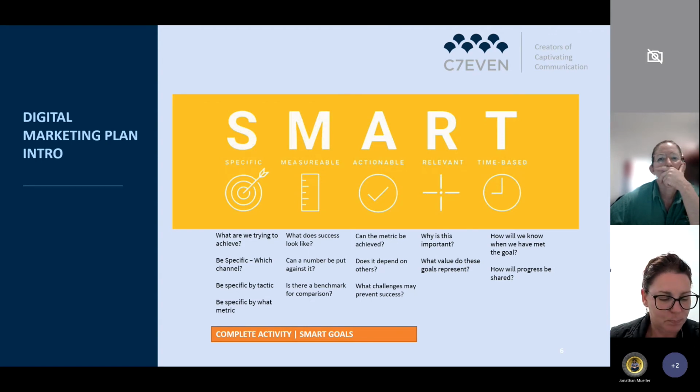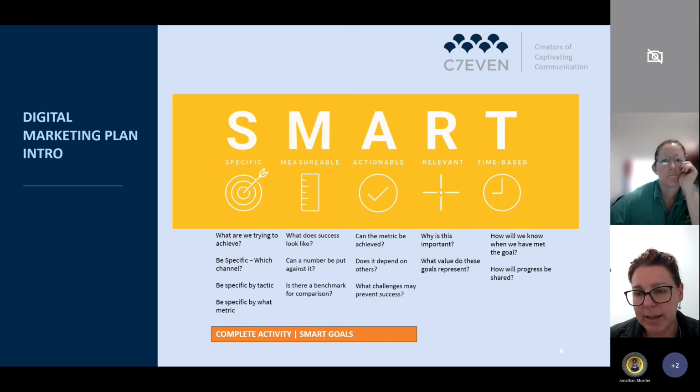And then time-based. So how will we know when we've met the goal? With an event, obviously you've got the event itself. So once the event is over, your campaign effectively is over, and you start to crunch the numbers and see how it's washed out. If it's an online digital campaign, it could be a quarterly campaign, so you've got your 3 months effectively from start to finish. And then how will you actually share progress with your team, with your business partner, with your clients.